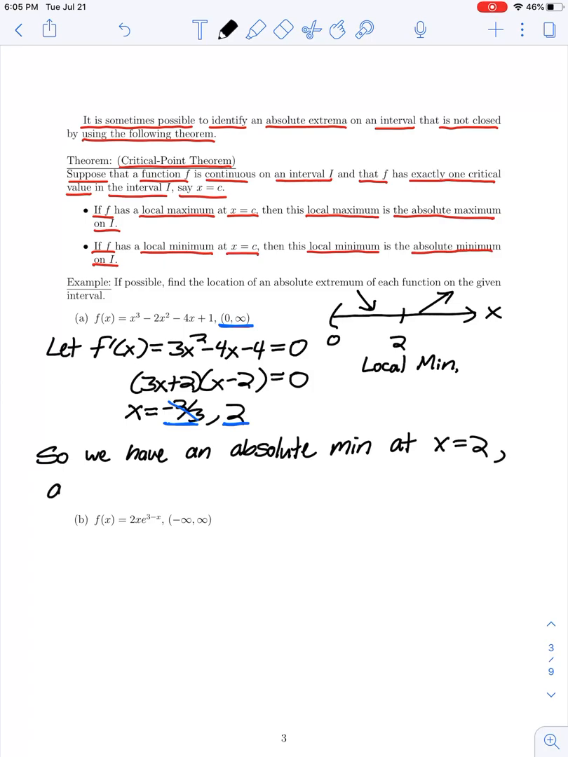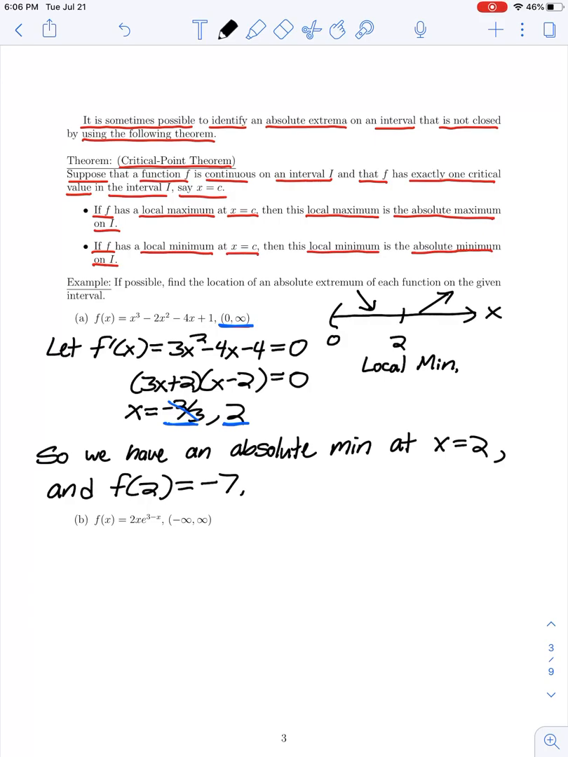And if we're interested in finding the absolute minimum value, we could plug 2 back into our original function, and we would have a value of negative 7. And there is no absolute maximum for this function on that interval. As x continues to get larger and larger, this function will increase without bound. There is no largest value.